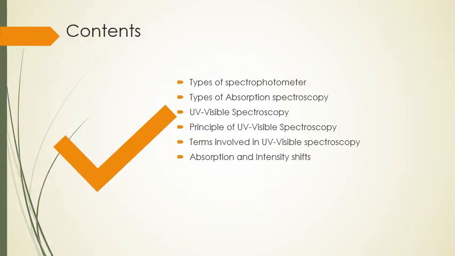The following content should be covered in the lecture: the various types of spectrophotometer or spectrometer, the types of absorption spectroscopy, the UV visible spectroscopy, the principle of UV visible spectroscopy, the different terms involved in UV visible spectroscopy, and the absorption and intensity shifts found in UV visible spectroscopy.